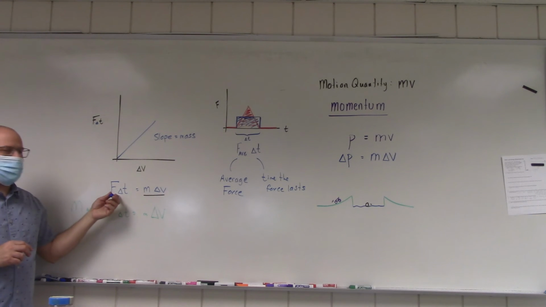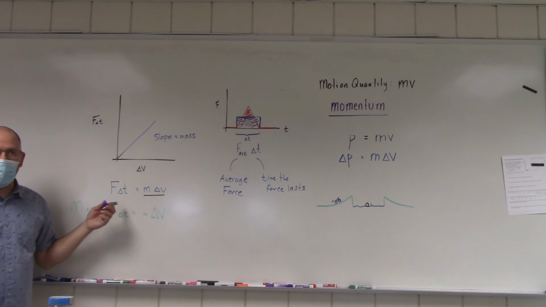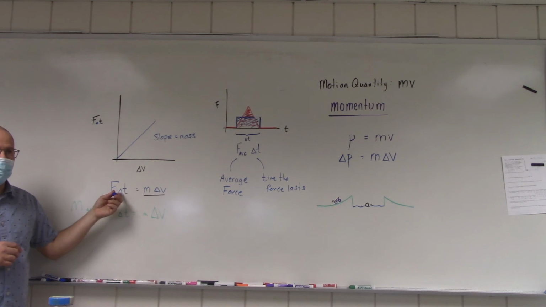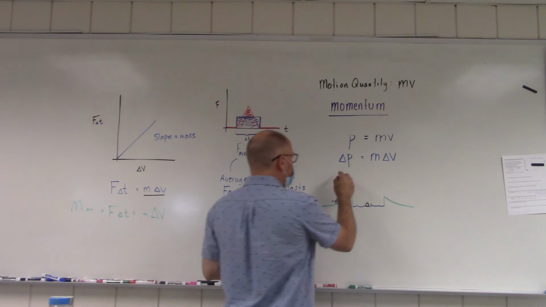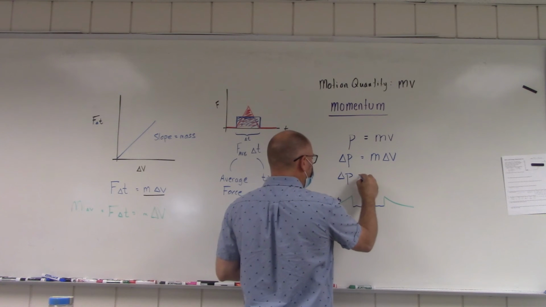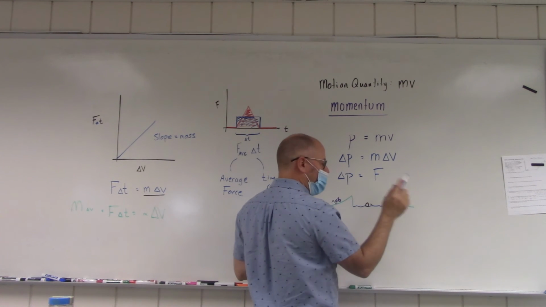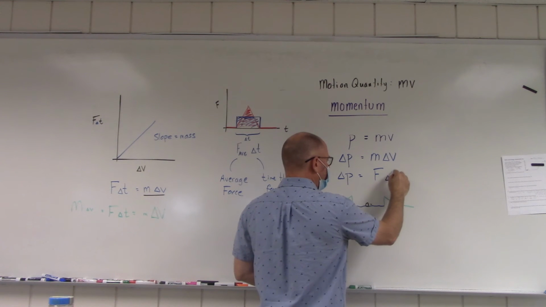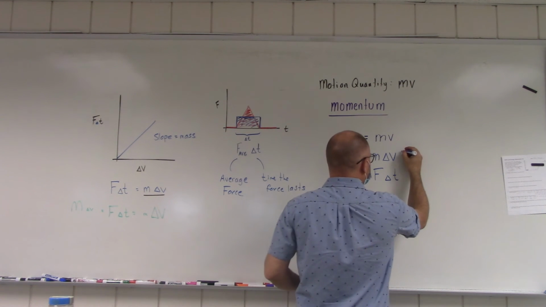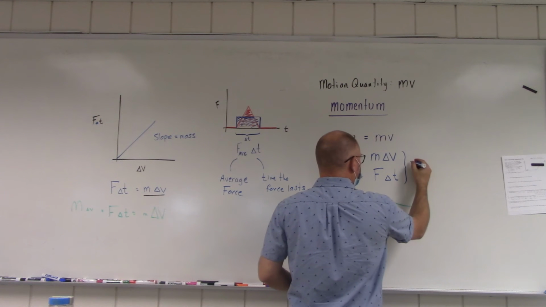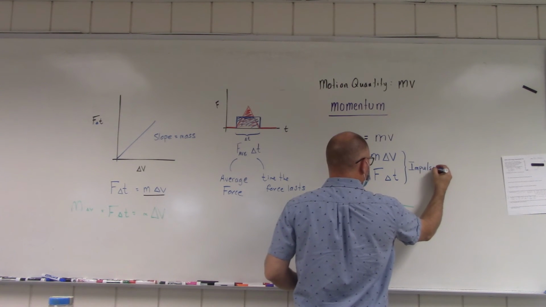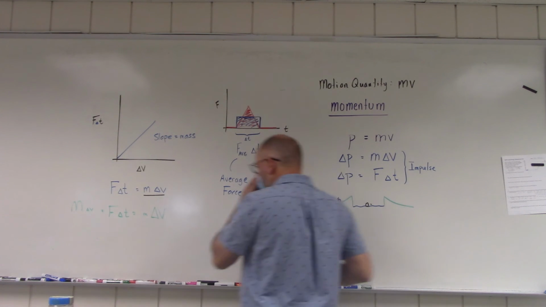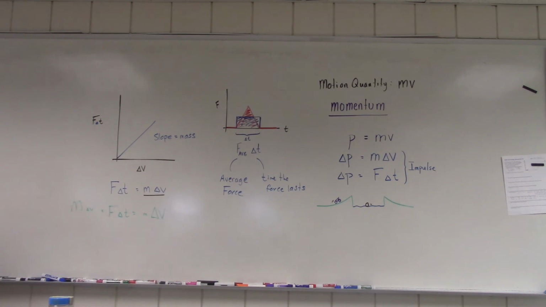And then how do you change the momentum of an object? You take a force and you apply that force over some period of time. And so another way you can calculate the change in the momentum is the force, and this is the average force, times the time. And the term they give to the change in momentum is the impulse. Okay?